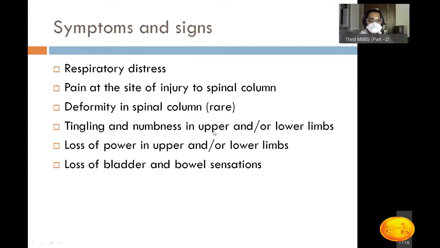Tingling and numbness in upper and or lower limbs, depending on the level of injury. If it is in the cervical spine, the symptoms will be in both upper and lower limbs. If it is in the thoracic or lumbar spine, symptoms will be predominantly in the lower limbs. Loss of power and loss of bladder and bowel sensations. These are the symptoms which should lead us to suspect a patient having a spine injury.